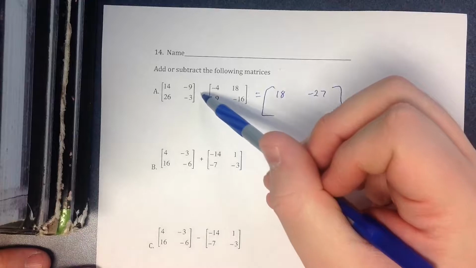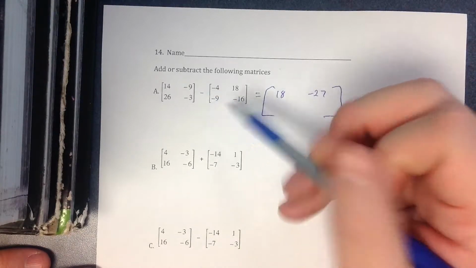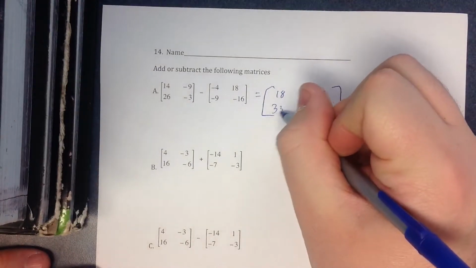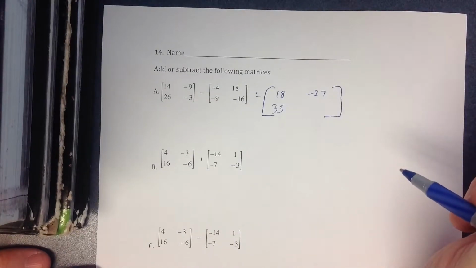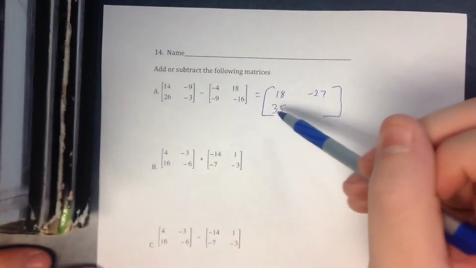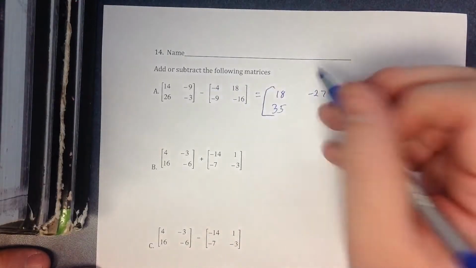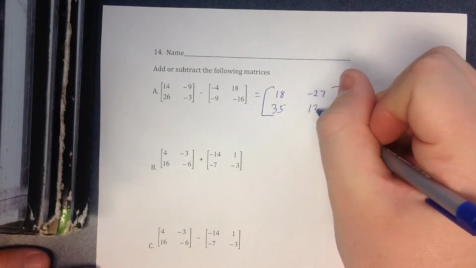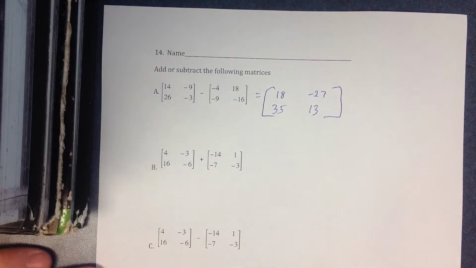26 minus negative 9. Again, this is going to turn that into a positive 9. So 26 plus 9 is 35. And then negative 3 minus negative 16. Again, negative negative makes that a positive 16. So negative 3 plus 16 is 13.